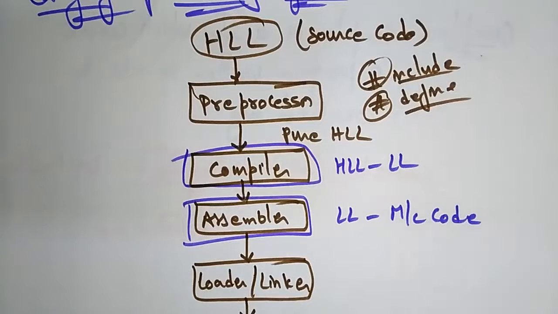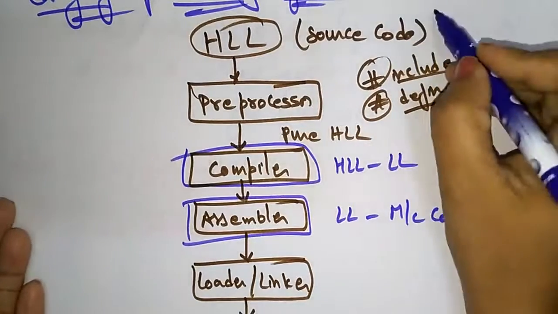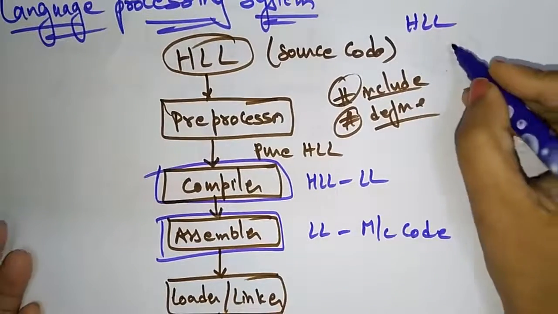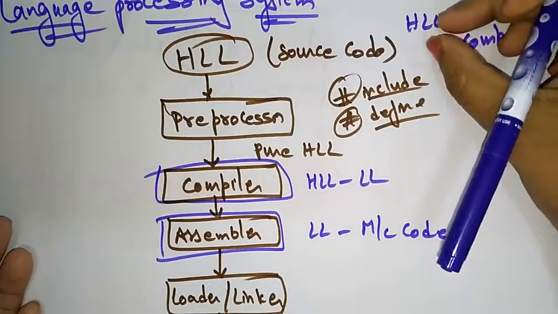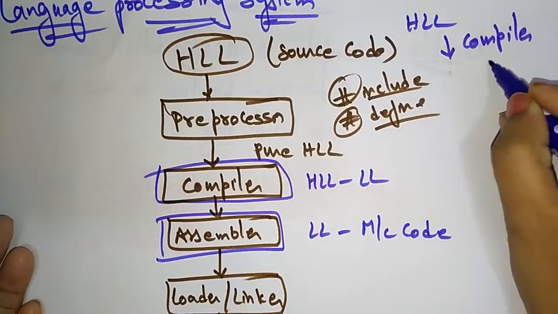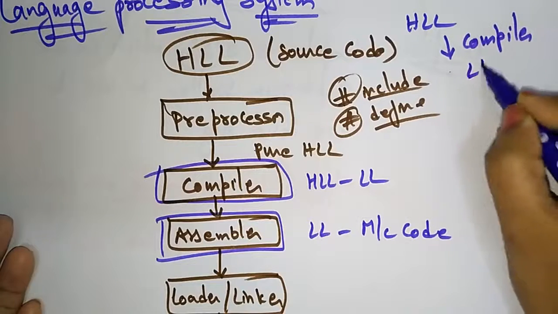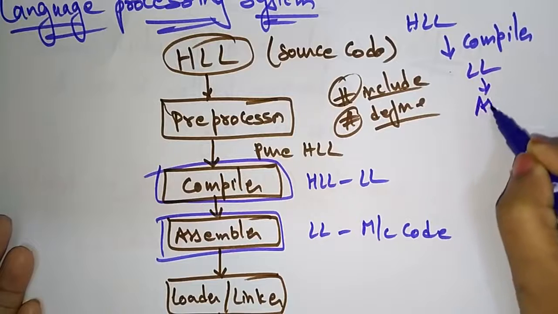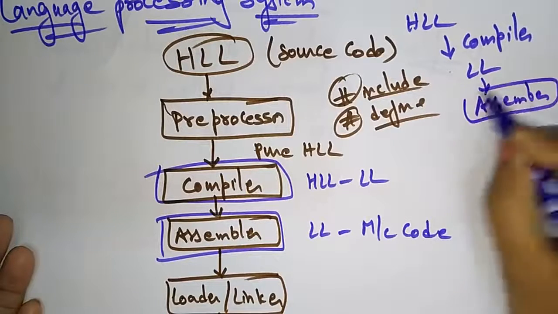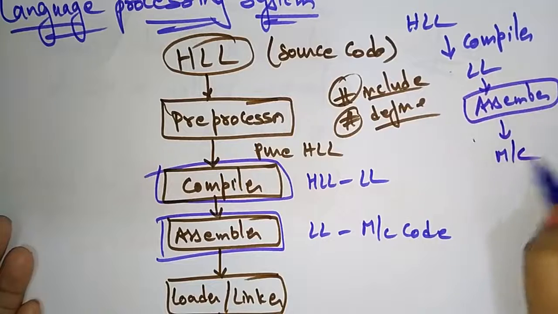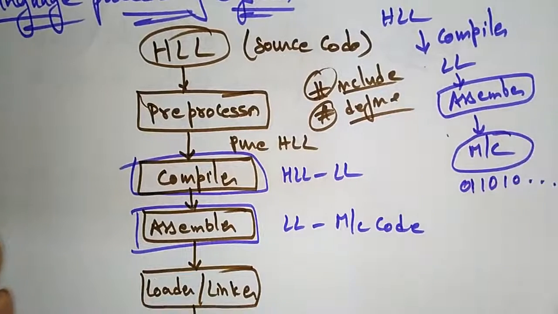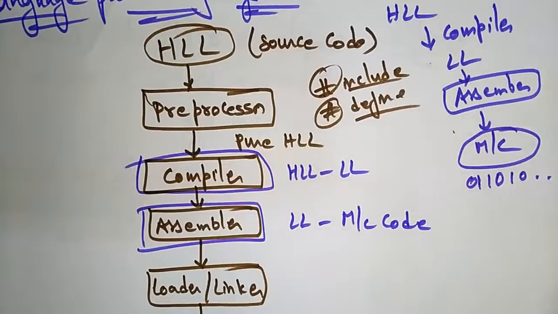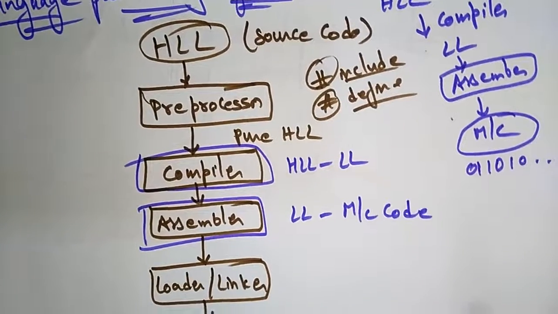Don't be confused. Whatever program you write will be in high level language, and with the help of the compiler the system converts the high level language into assembly level language. That is high level to low level, and with the help of the assembler, this low level language is converted into machine level code. Then your system understands the machine code, which is in the form of zeros and ones. The system can understand only zeros and ones.